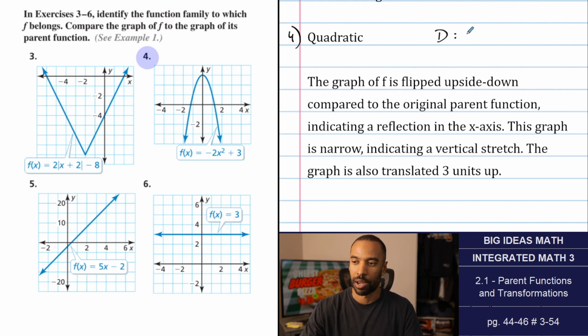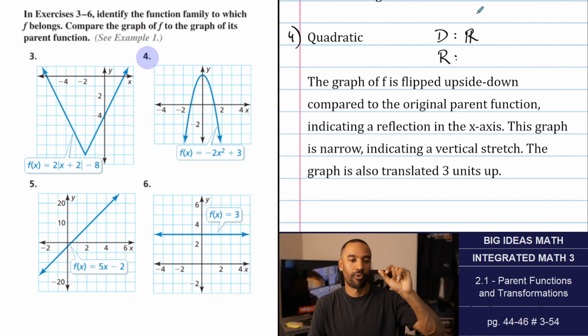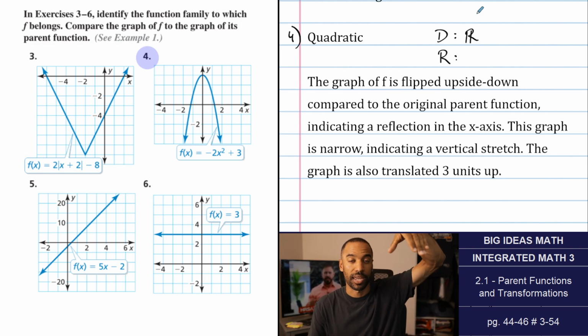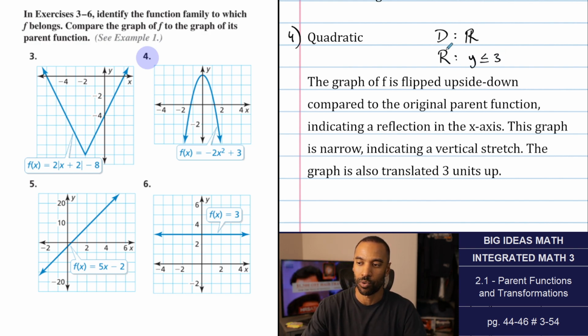Domain is still all real numbers for this new one, and the range is also limited, but this time it tops out. Before, the lowest it could be was y is greater than or equal to 0. Now it tops out at 3, and it only goes down from there. So the range is y is less than or equal to 3. That's the domain and range of number 4.